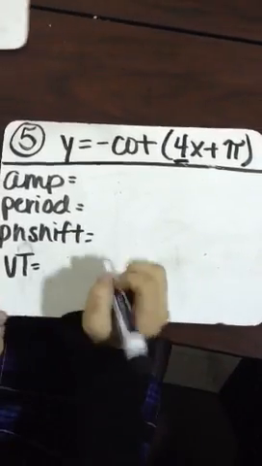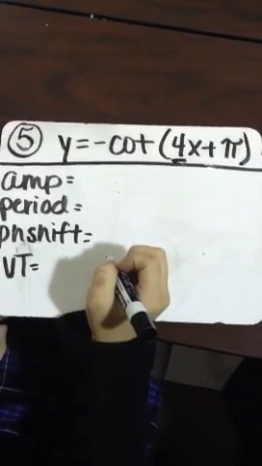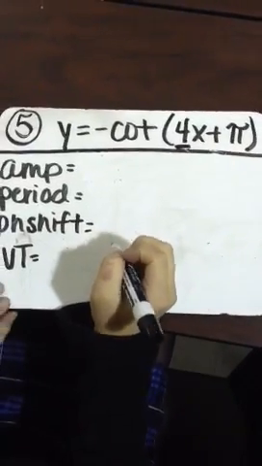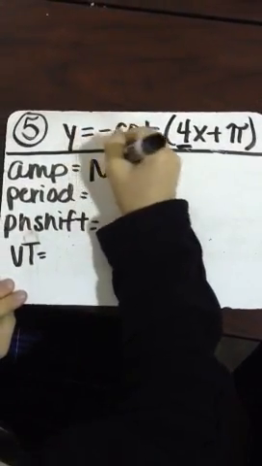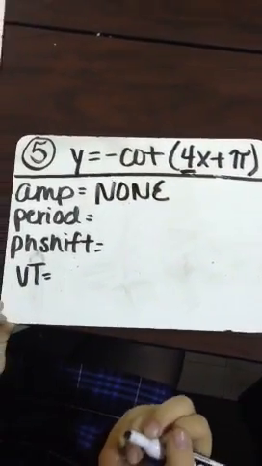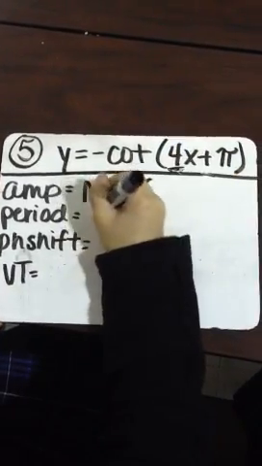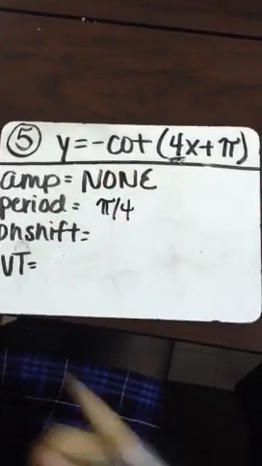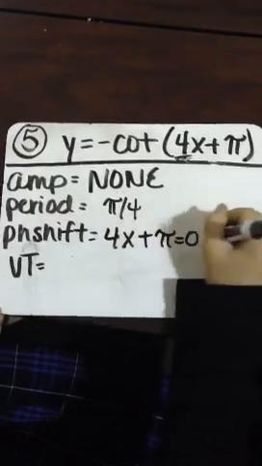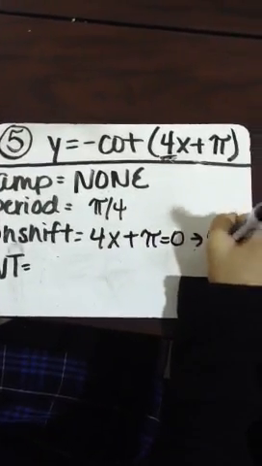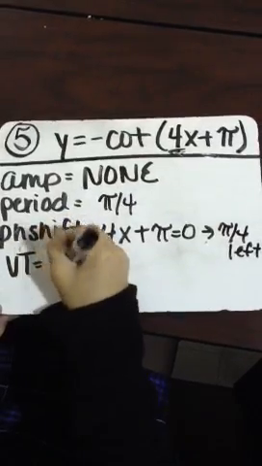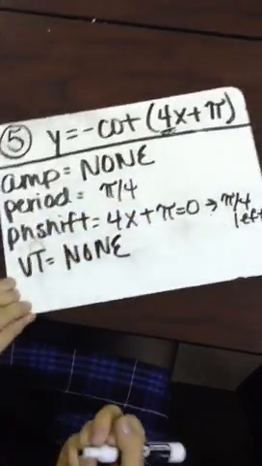Alright, this is number 5 on the study guide, and the problem is y equals negative cotangent of 4x plus pi. In this case, for cotangent, there would be no amplitude. The period equation is pi over b, so pi over 4 would be your period. Your phase shift, you would set the parentheses equal to 0, so you'd have 4x plus pi equals 0, and that would end up being pi over 4 to the left. And your vertical translation in this case would be none as well.